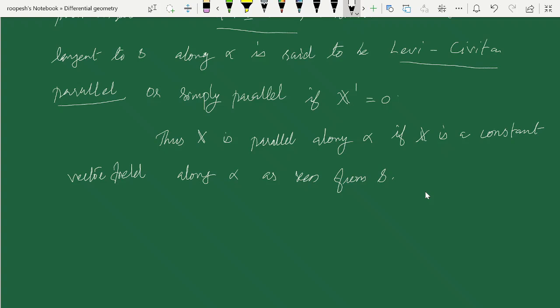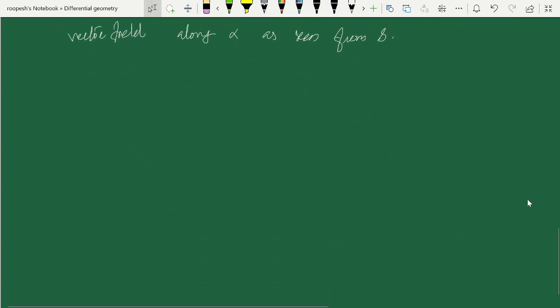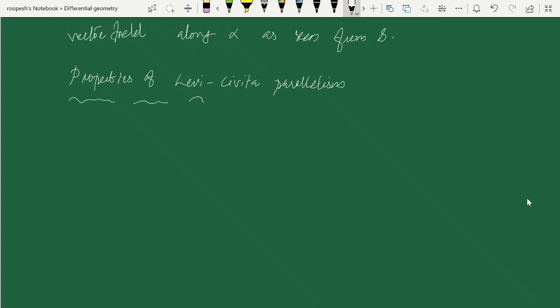Next we are going to deal with some properties of Levi-Civita parallelism. We are going to deal with 5 properties of Levi-Civita parallelism.